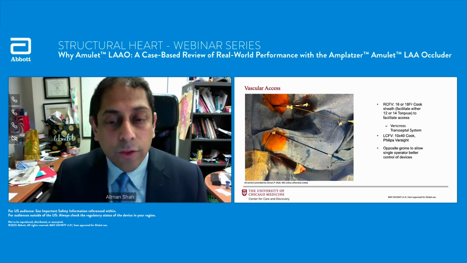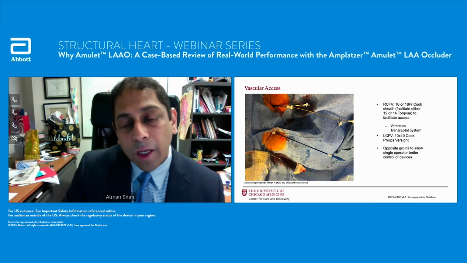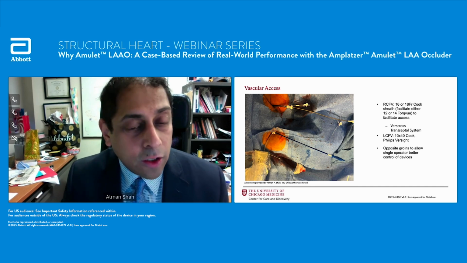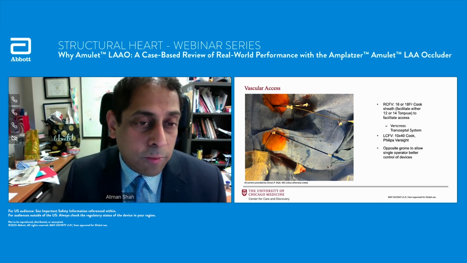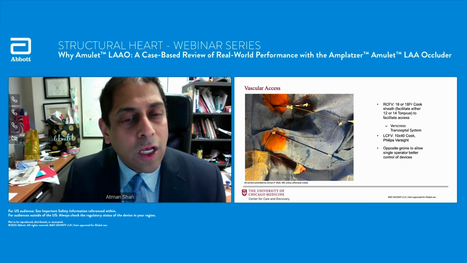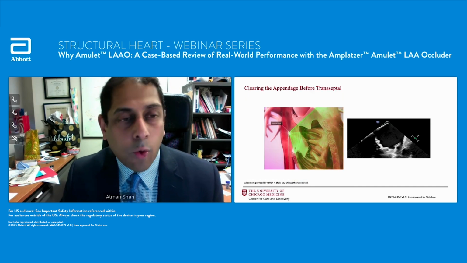Why? Because I like to do these cases under ICE. And I think it becomes really, really important. One of the strengths of the Amulet device is the ability to see it under ICE and the ability to have successful implant under ICE. So two separate sticks, both are pre-closed. This allows easy manipulation by one operator.